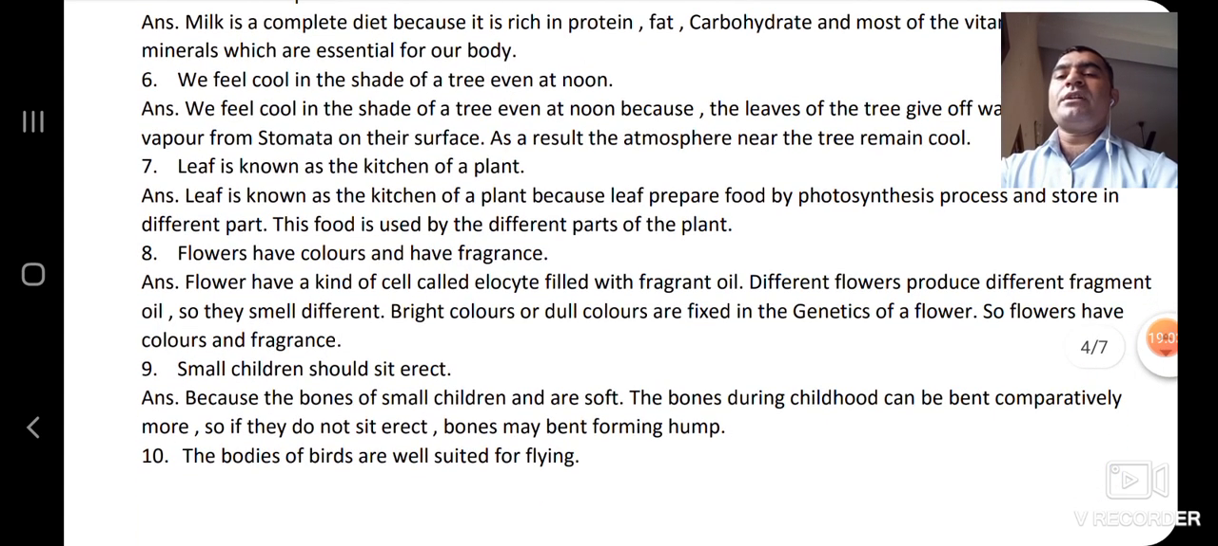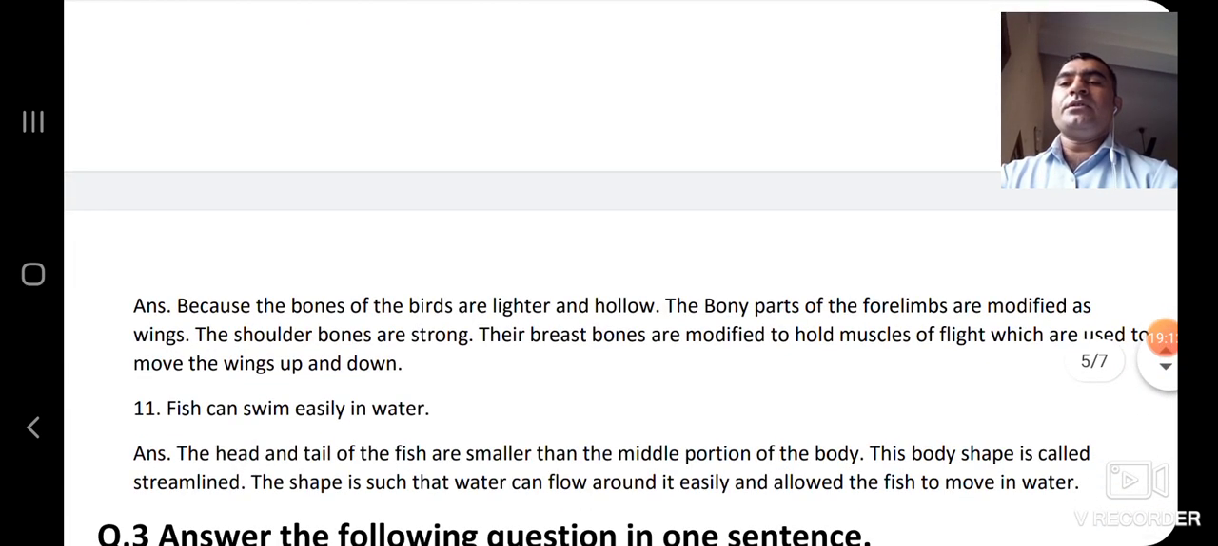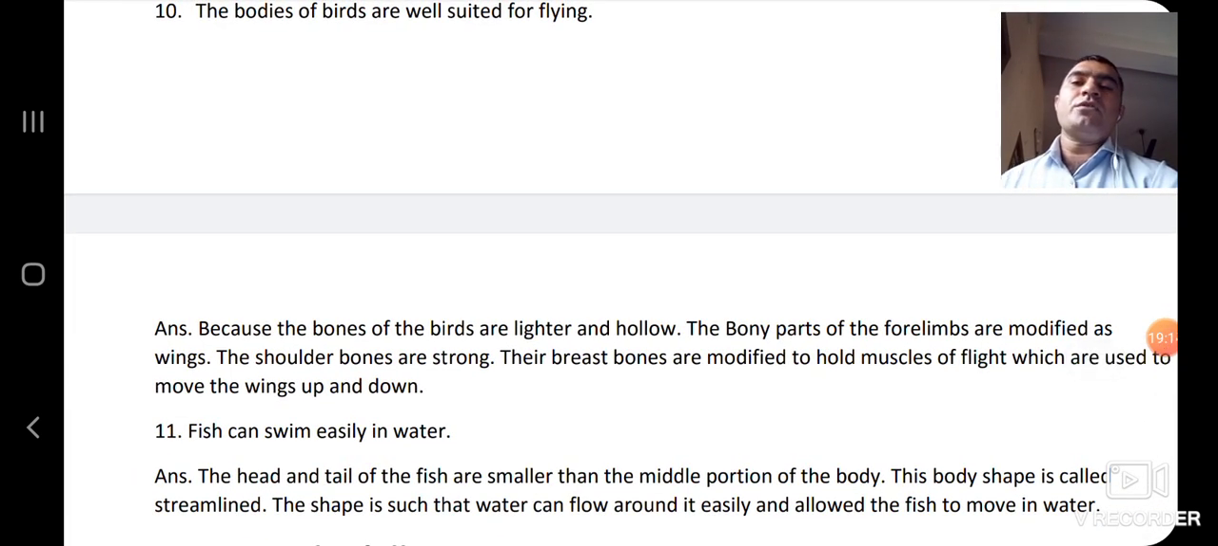Bodies of the birds are well suited for flying. As we know, birds' bones are light and hollow. Because of the bones, birds are light. Their forelimbs are modified as wings. Shoulder bones are strong. Their breast bones help in flight to move wings up and down.